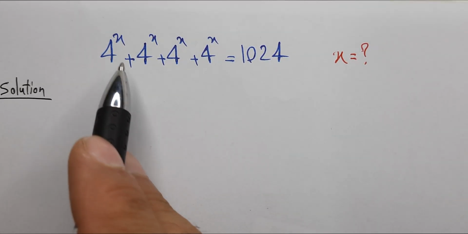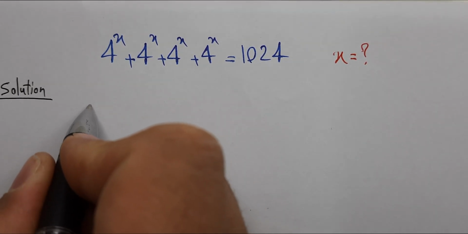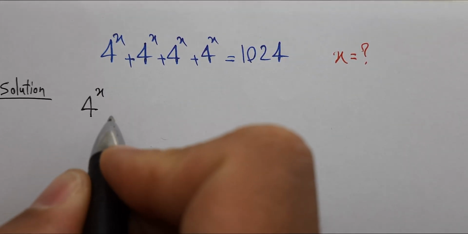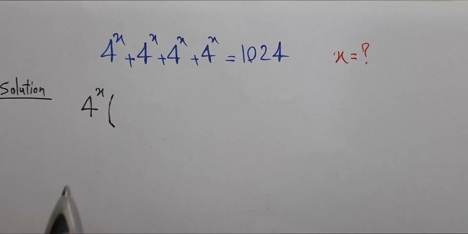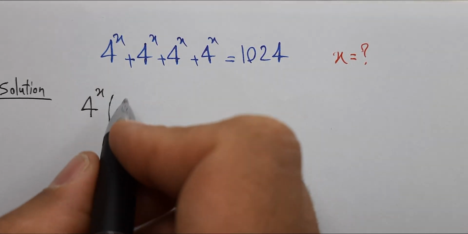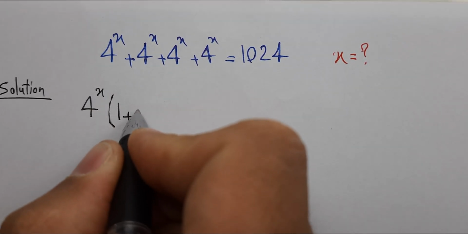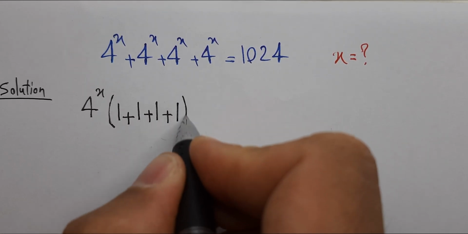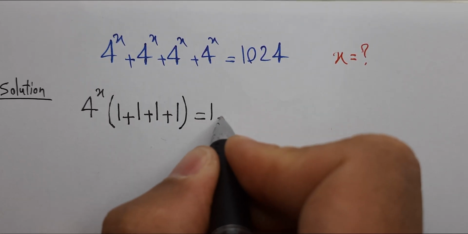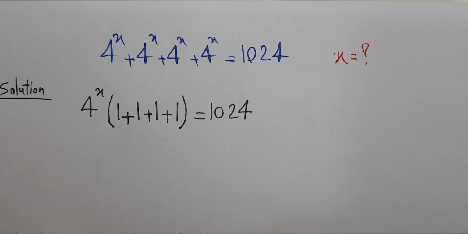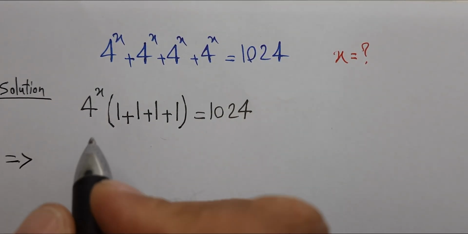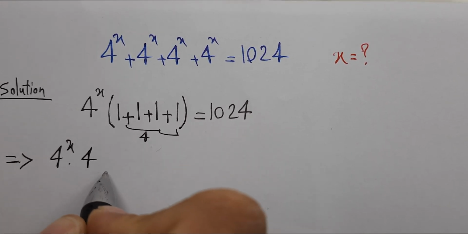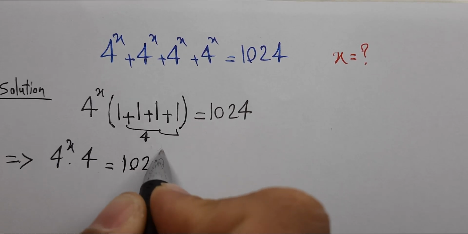4 power x is common here, and we can take it out. 4 power x times, divided 4 power x is 1, divided 4 power x is 1, divided 4 power x is 1, and on the right side 1024. Now here 4 power x, this is 4, times 4 is equal to 1024.